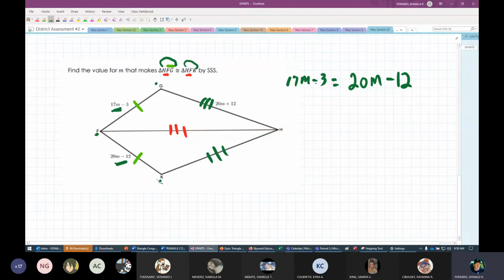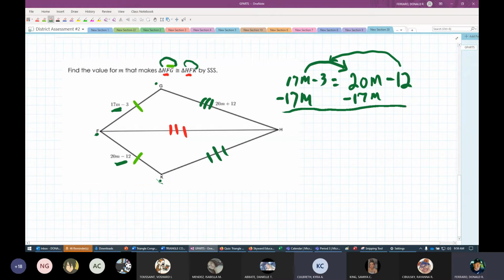And now it's just a matter of solving for M. I want to move 17M over to there, and move my 12 over to the other side. Who can help me with the algebra here? By a show of hands, what would be my first step? Kyra, go ahead. Do you put negative 17M? Yep, I do that to both sides, right? So 17M minus 17M is 0M, which leaves just negative 3 on the left side.